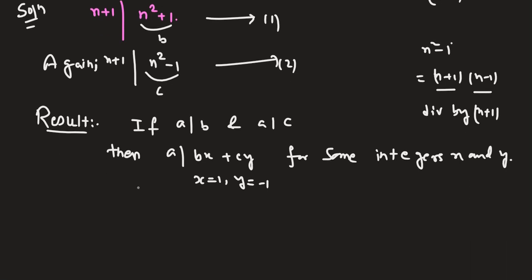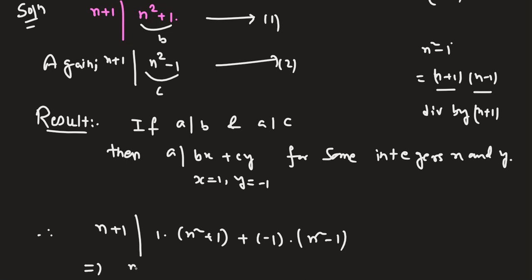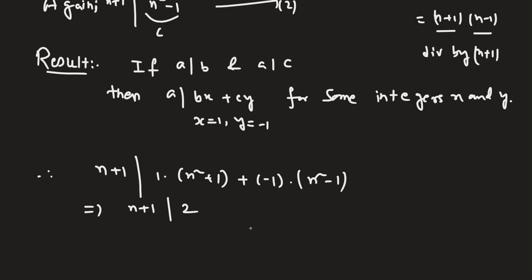So now using this result I can say that n plus 1 divides 1 times n square plus 1 plus minus 1 times n square minus 1. This implies n plus 1 divides 2, because n square cancels out. So if n plus 1 divides 2, then what are the factors of 2? 2 and 1. So therefore we can say that n plus 1 will be either plus 1 or minus 1, plus 2 or minus 2.